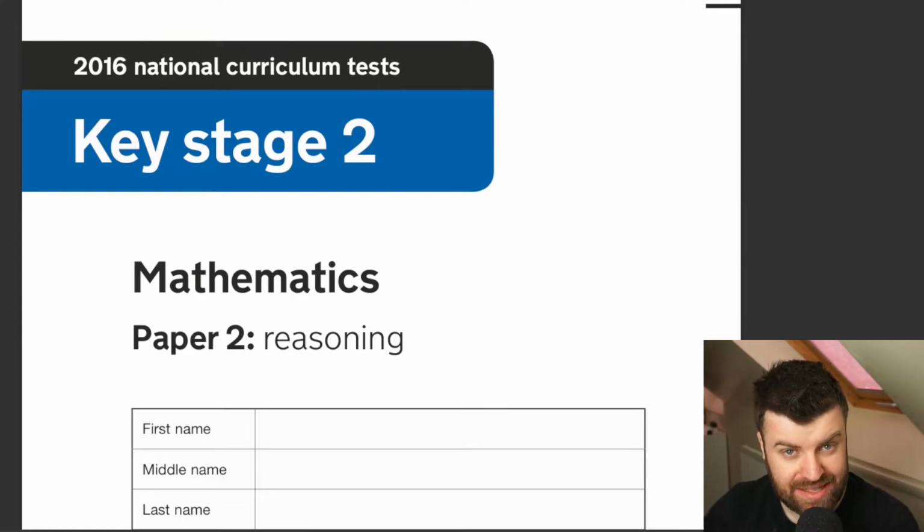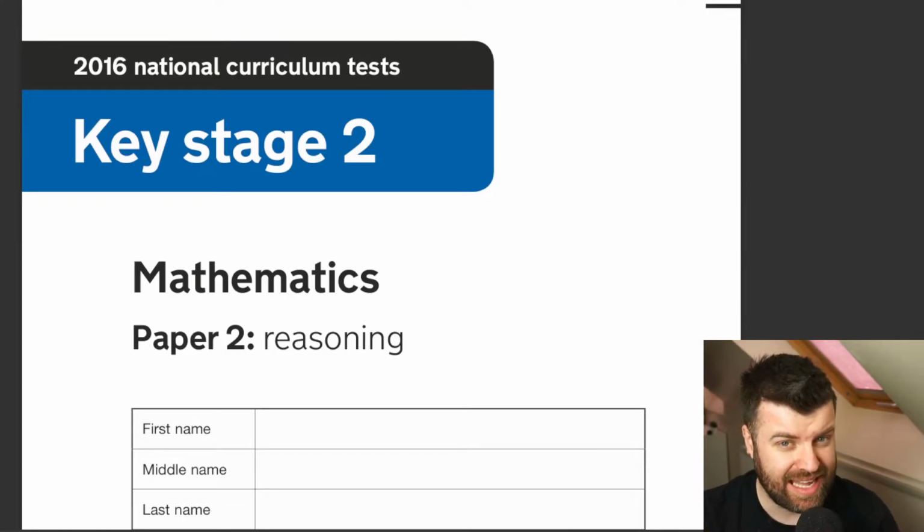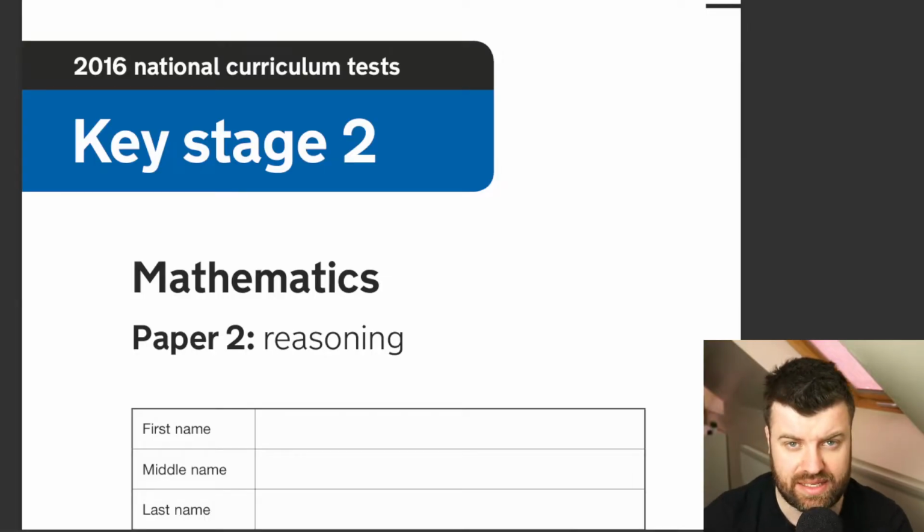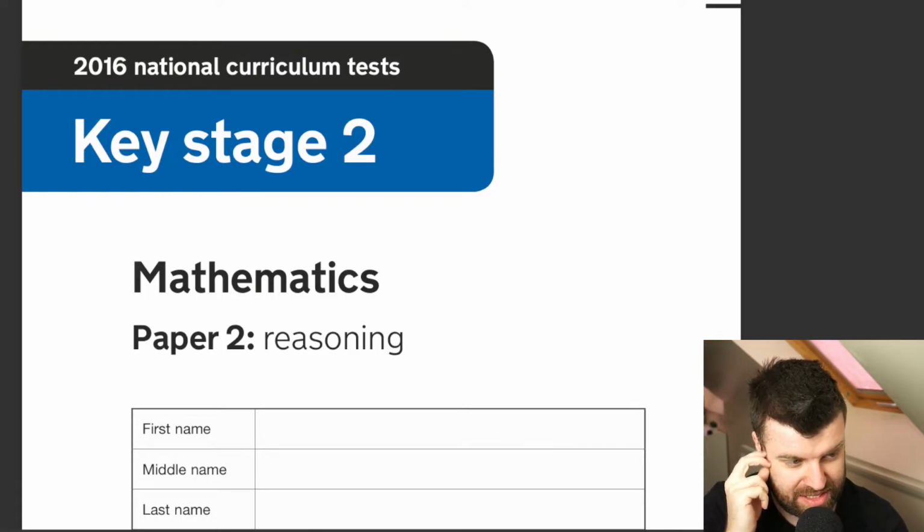My name is Dylan and today we're taking a look at the 2016 SATs paper 2 for maths. This is the first reasoning paper that was given back in 2016, and this is the real test that children who were in year 6 in 2016 took. So this is 9 years ago now. So the children who took this test are now adults, which is insane.